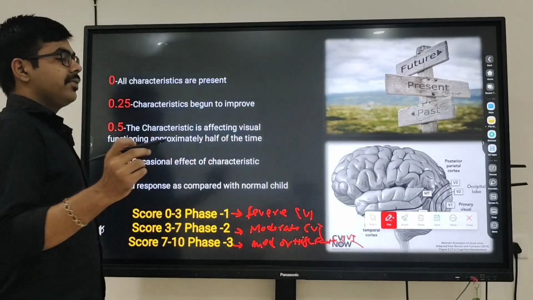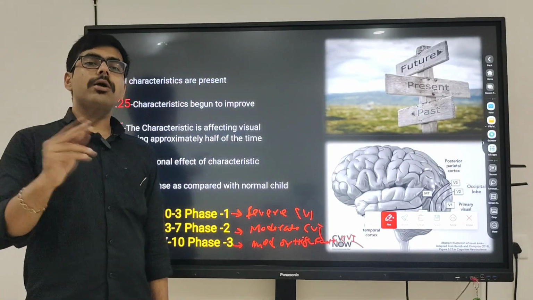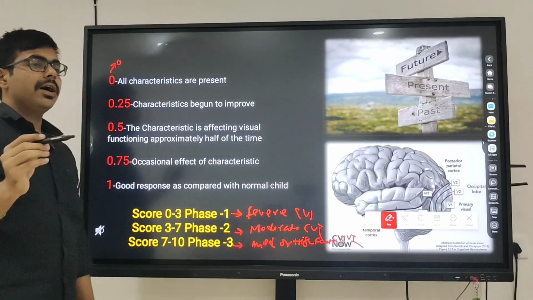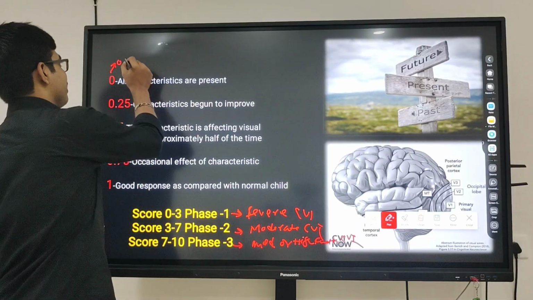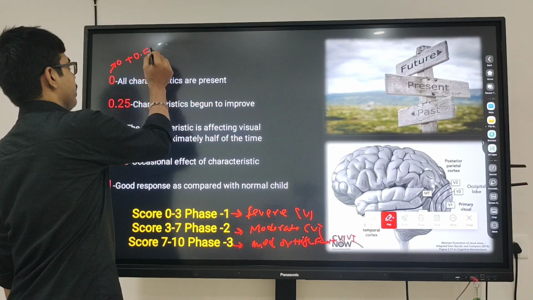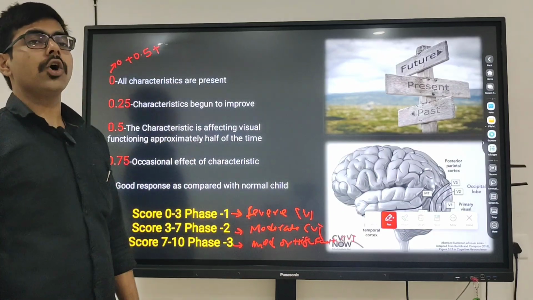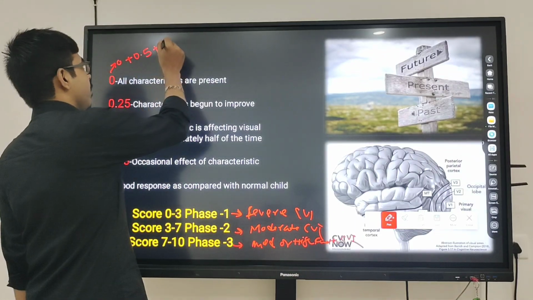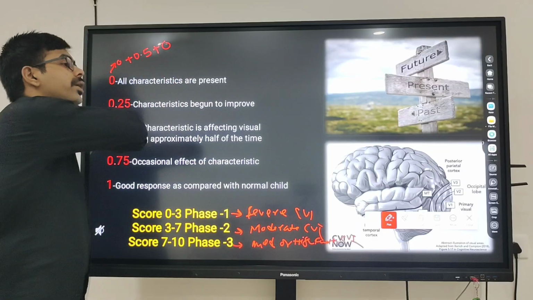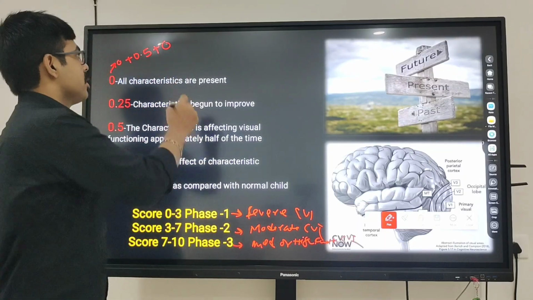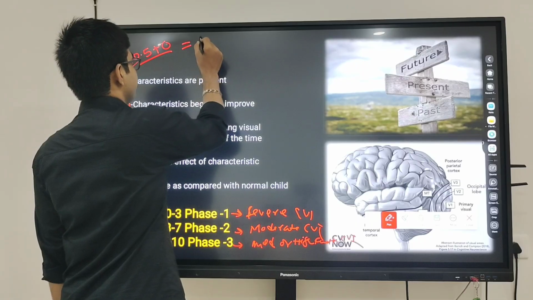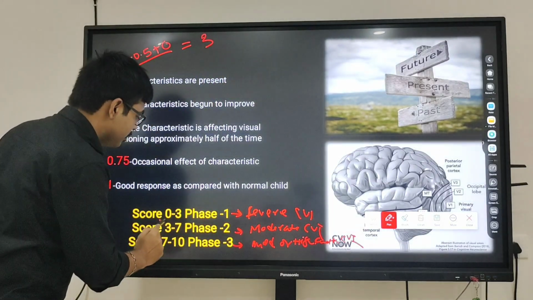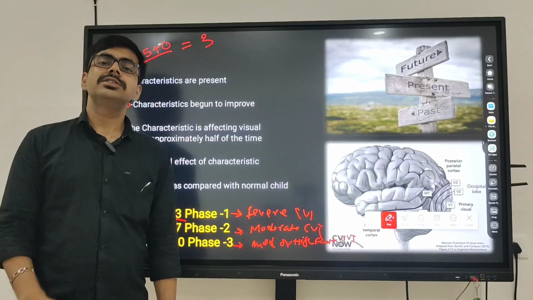Okay, so let's suppose light gazing is present all of the time, then we will give it a 0. Then let's suppose movement preference is present half of the time, then we will make it plus 0.50. Then let's suppose the child has absence of guided reach all of the time, then we will put it as 0. After calculating all 10 characteristics, we will sum it. Let's suppose it comes to around 3. If the score is between 0 and 3, then the child will have severe CVI.